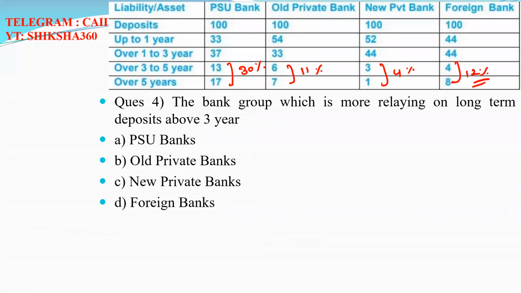Second one is the old private banks. Third one is the new private banks. Fourth one is the foreign banks. So the bank group which is more relying on long-term deposits, that is above 3 years, is the one with 30%, the PSU banks. So this one is the answer here.